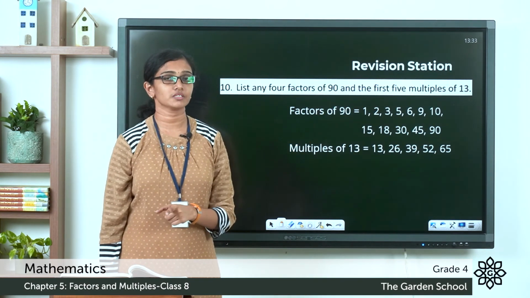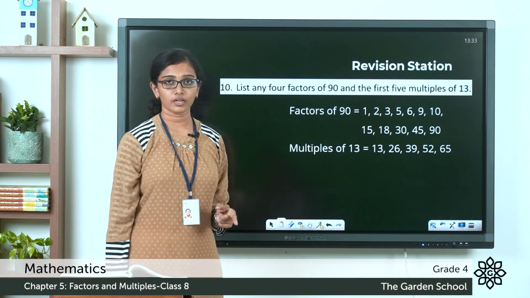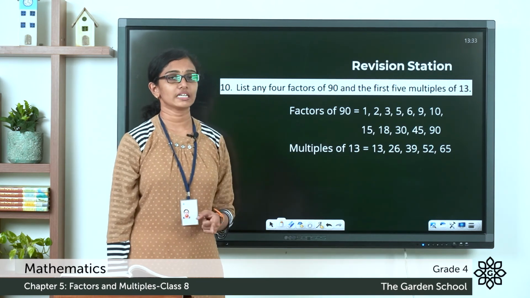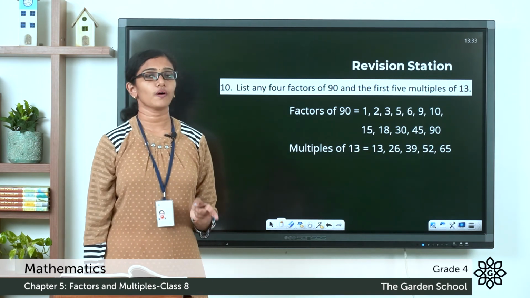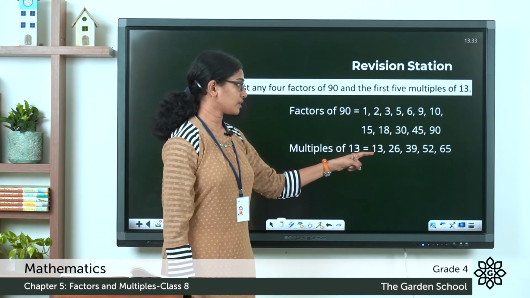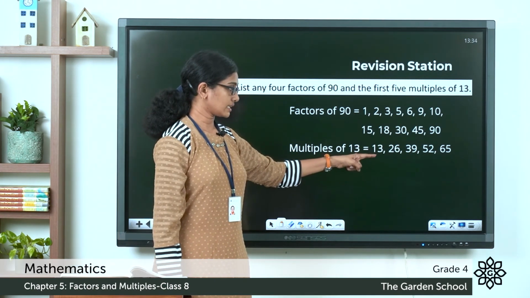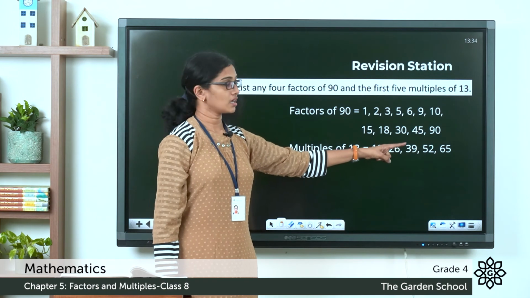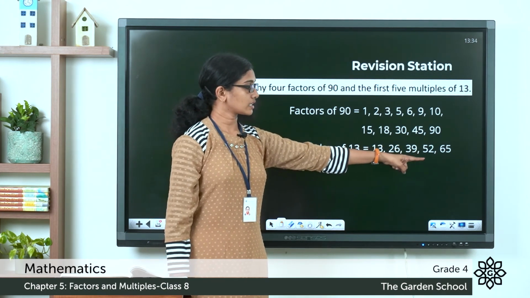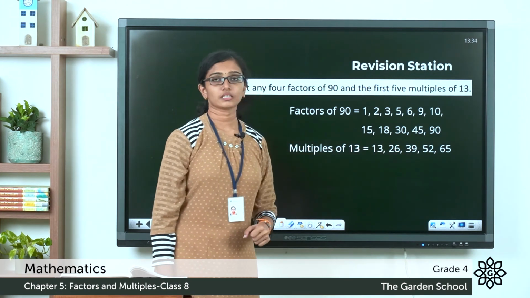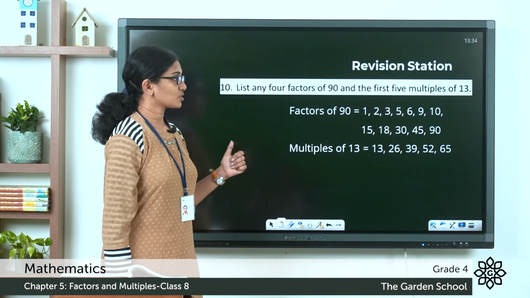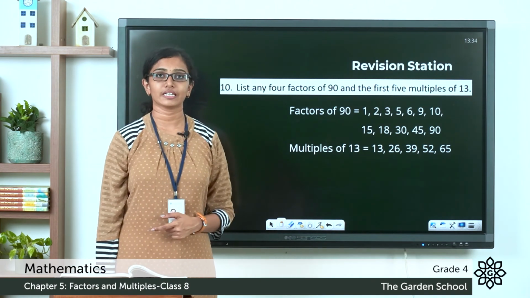First 5 multiples means 13 into 1, 13 into 2, 13 into 3, 13 into 4, and 13 into 5. So we have the multiples here. 13 ones are 13, 13 twos are 26, 13 threes are 39, 13 fours are 52, and 13 fives are 65. So there we have the 5 multiples of 13 listed.